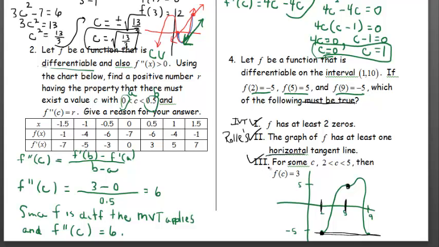So this page reviewed mean value theorem, Rolle's theorem, but it also included some IVT review too.